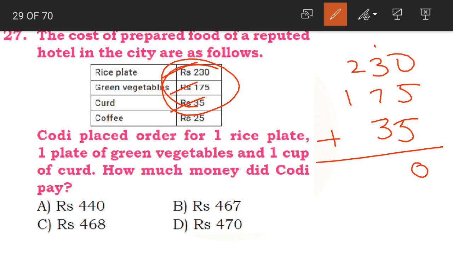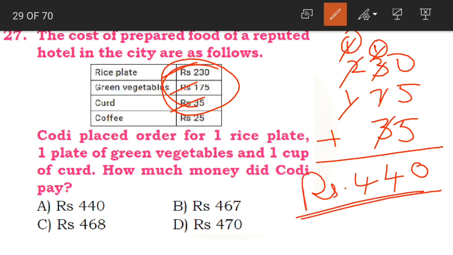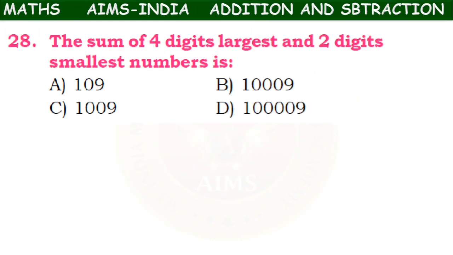5 plus 5 10, 0 here 1 carried. Yes children, 3 plus 1 4, 4 plus 7 11, 11 plus 3 14, 4 here 1 carried, 1 plus 2 3, 3 plus 1 4. How many rupees did he pay? 440 rupees. That is option number A. I hope this is clear children.